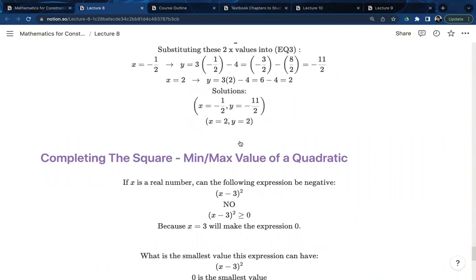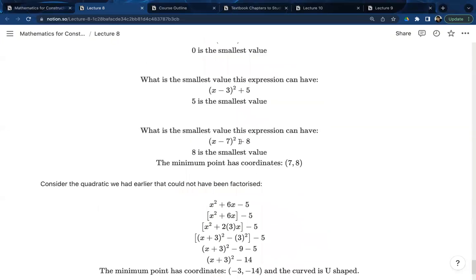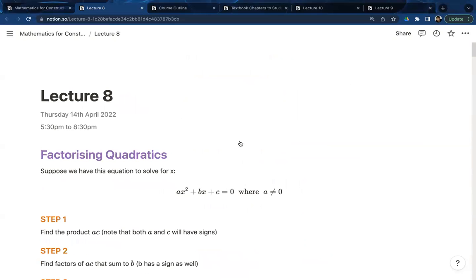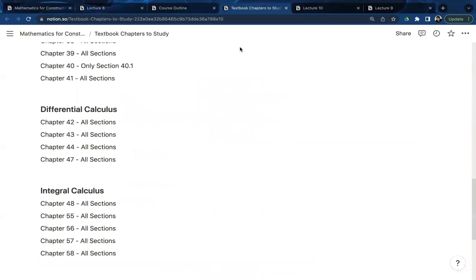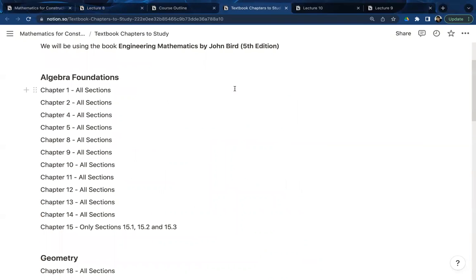completing the square, a perfect square, difference of two squares, min max values. Again, all these things are on the CSEC syllabus, and I gave you the chapters in the book to study for that, for the algebra foundations, right?